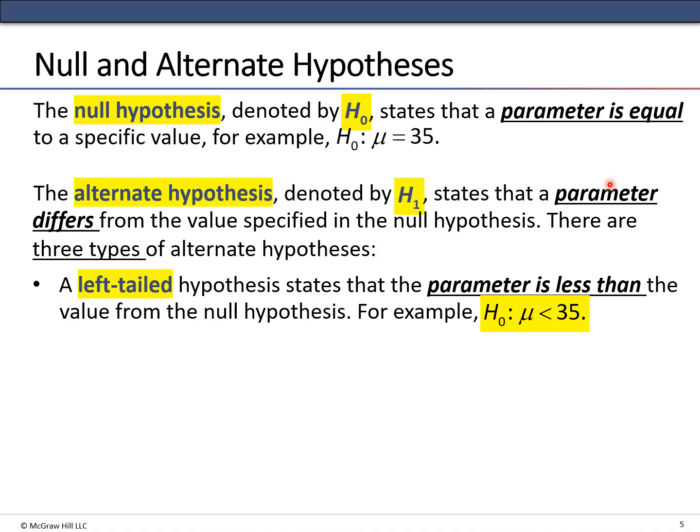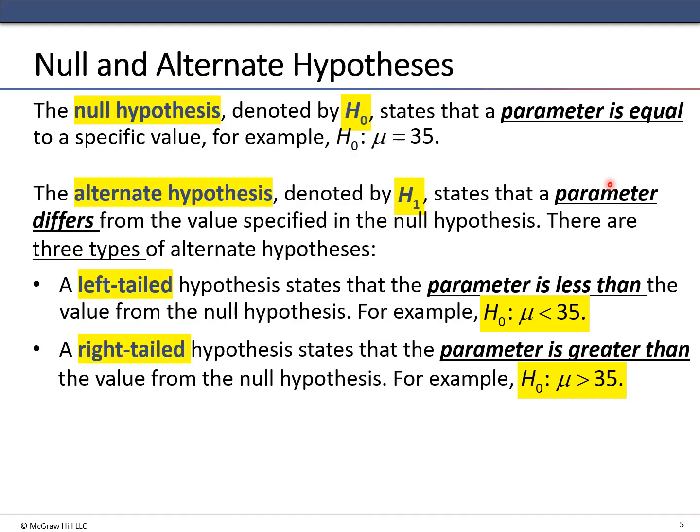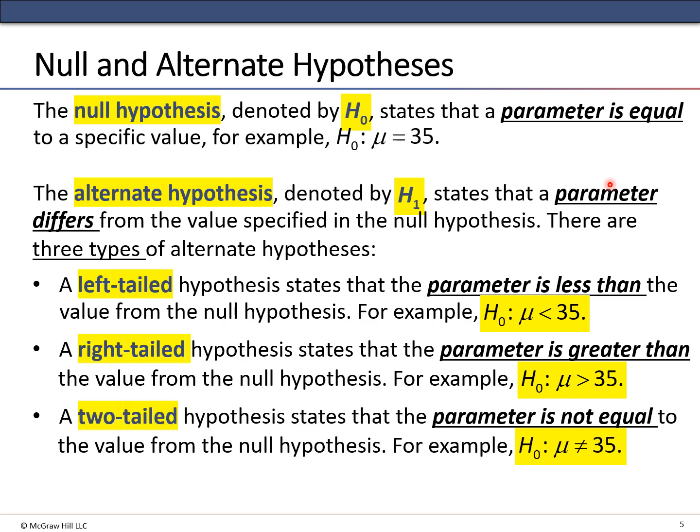And there are three types of alternative hypothesis. There's a left-tailed hypothesis, and this states that the parameter is less than the value from the null hypothesis. There's the right-tailed, and if you think of the normal curve, you can see these values are greater than. So the right-tailed hypothesis states that the parameter is greater than the value from the null hypothesis. Again, from our last example, this would mean that the average, or mean, mu, is greater than 35.